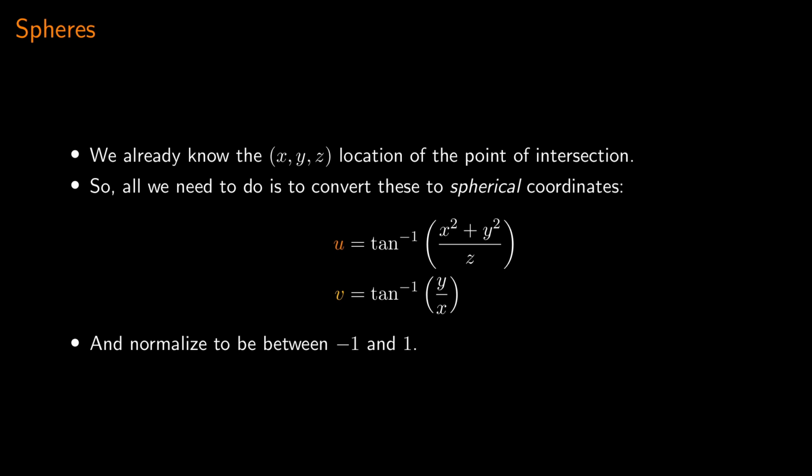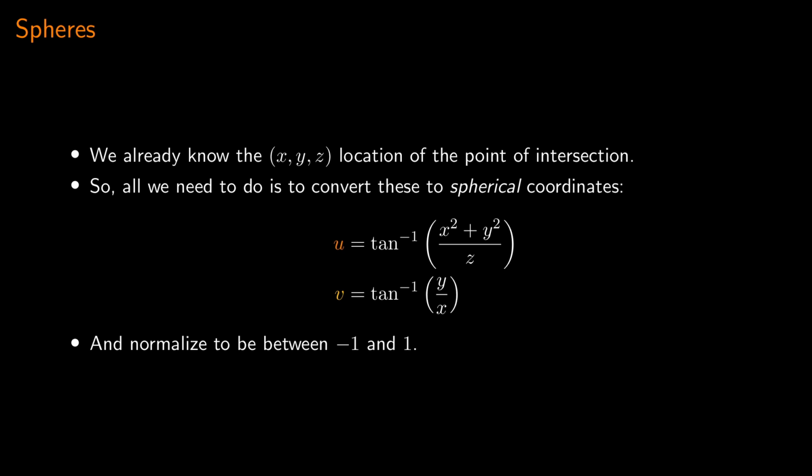So given that we already know the xyz location of the point of intersection, all we need to do is convert those into spherical coordinates, and we can do that using the completely standard way of converting between Cartesian and spherical coordinates. So u is equal to the arctangent, or tan to the minus 1, of x squared plus y squared divided by z, and v is equal to tan to the minus 1, or the arctangent, of y over x. And then we simply normalise those to be between minus 1 and 1. Depending exactly how we implement this, these will probably vary between minus pi and pi, so for normalization, we simply divide by pi. And that's it for a sphere.